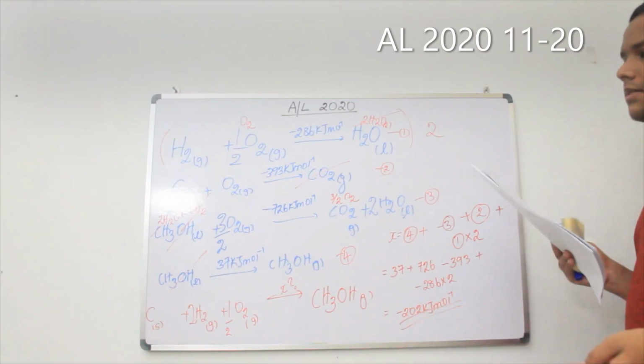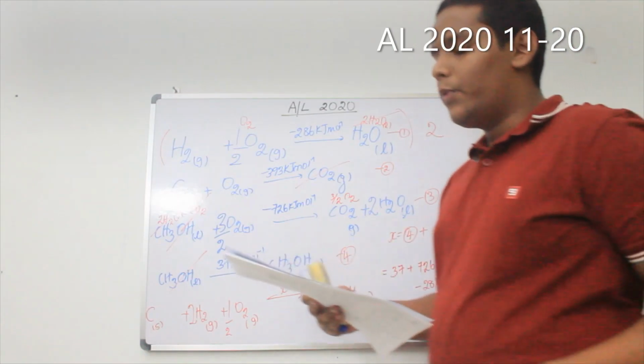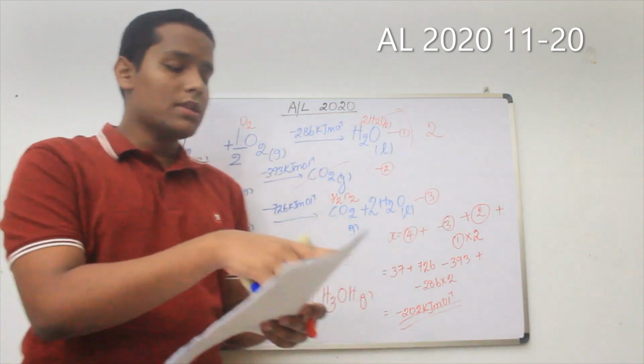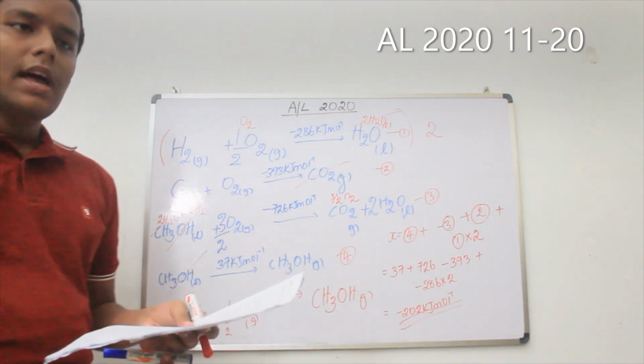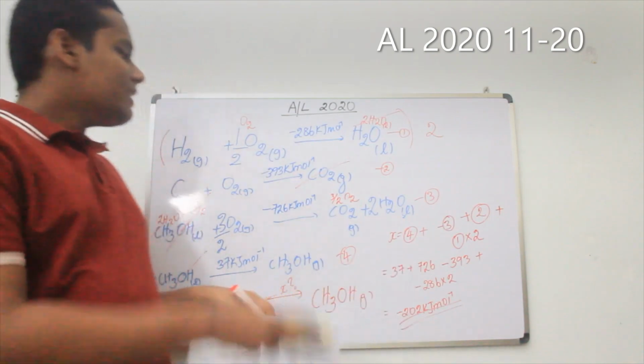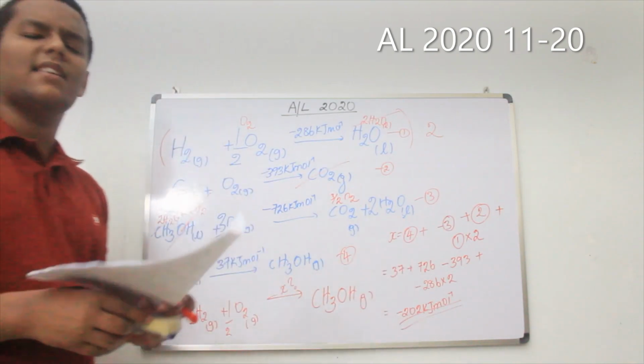So that is the second answer. For question number 13, your answer will be the third answer, minus 202 kilojoule per mole. You just write 4 equations and just think.